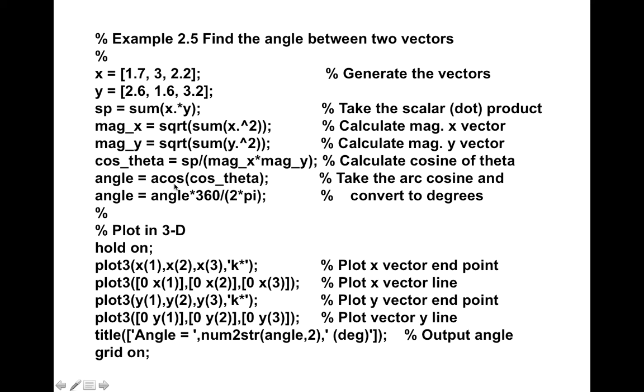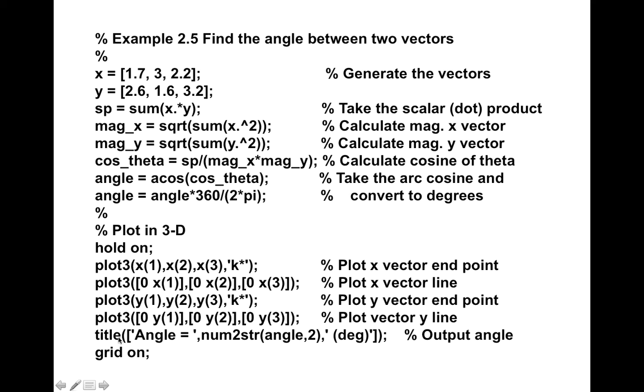MATLAB defaults to giving you angles in radians. So if you want to convert that to degrees, you take your output and you multiply by 360 over 2 pi. Now the 3D plot, basically plot3 just gives you a plot of the vector point x1, x2, x3. And then in this line, we're plotting the vector line. So this 0, x1, 0, x2, 0, x3 gives us the x, y, z of the line. Here's the y vector plotting the endpoint, and here's the line of the y vector.